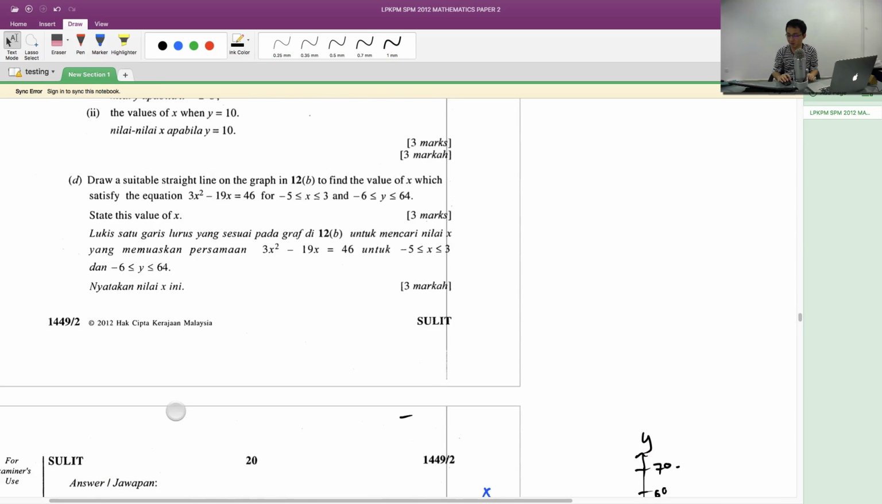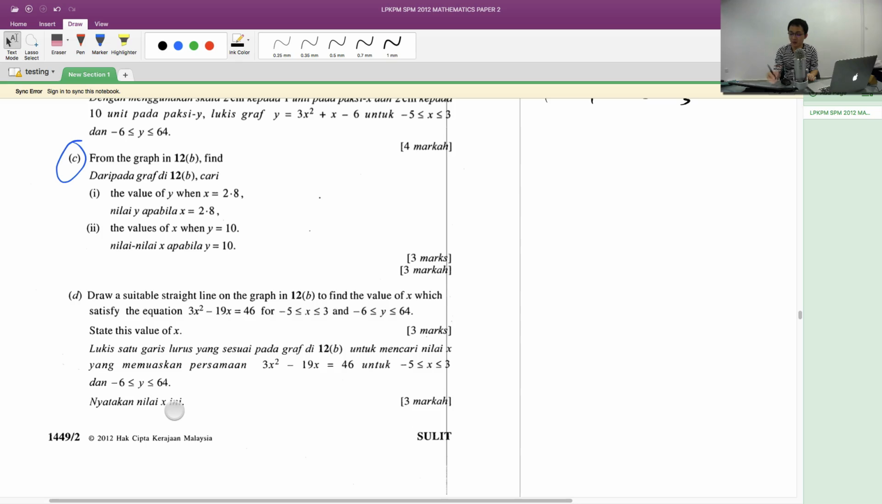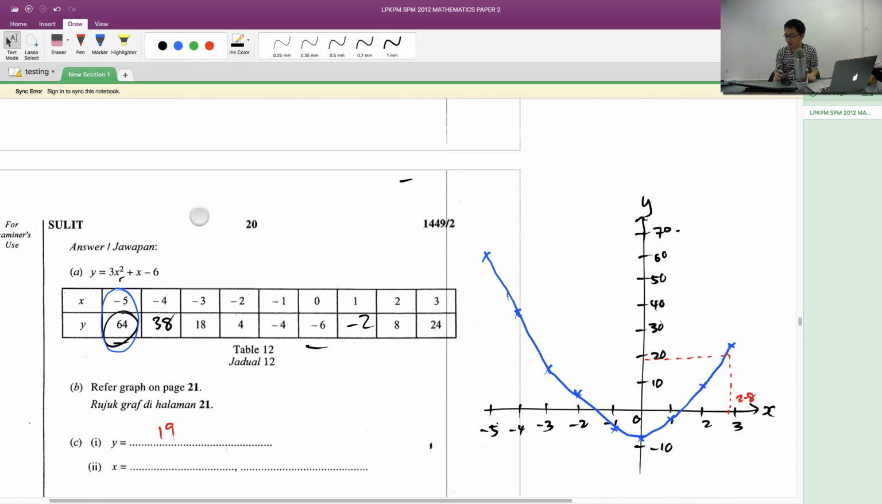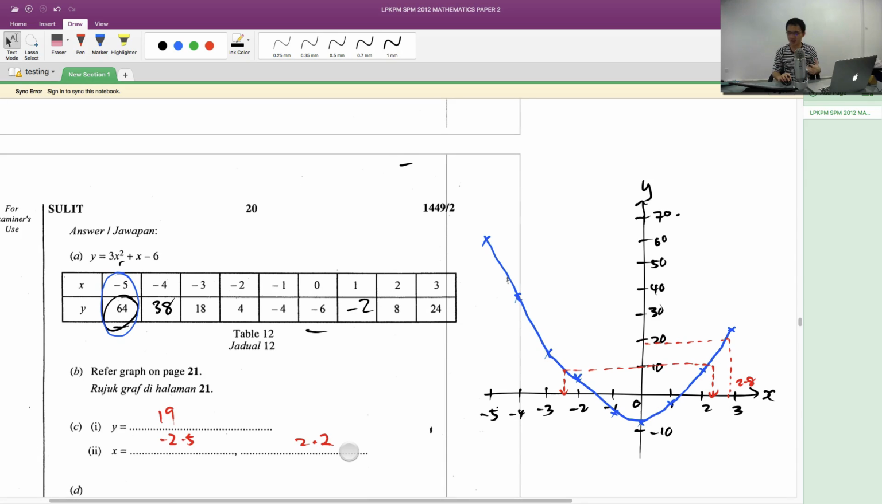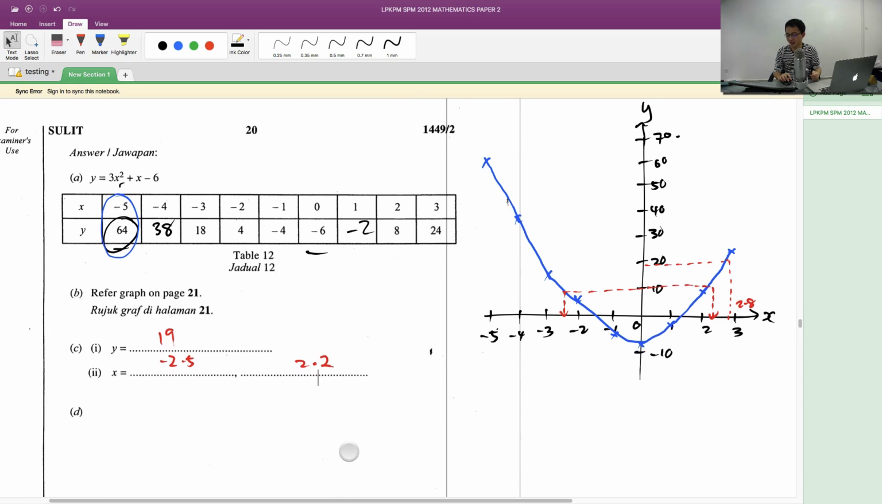Alright, then for the second part, they ask us to find x when y equals 10. Y equals 10, so from the 10 here, I draw a dotted line. And you'll find I will touch two values on x. One value here and the other value here, and then I just write here. This one is -2.5, and this one maybe is 2.2. Definitely my answer is not accurate at all because I don't have the graph paper. So if you find your answer is different from mine, please understand that.